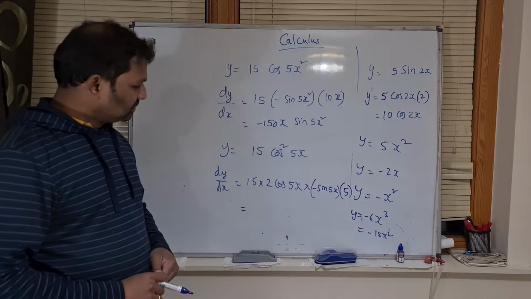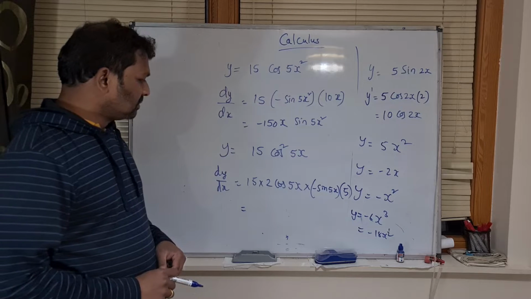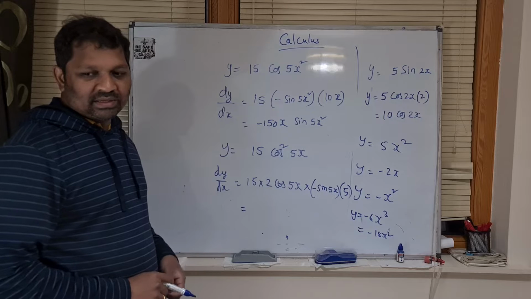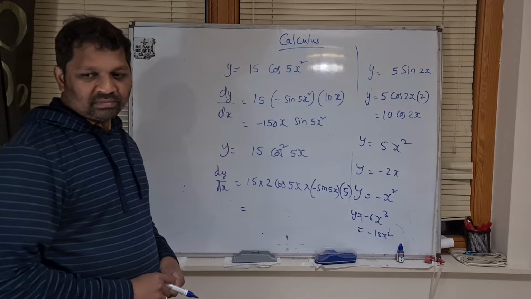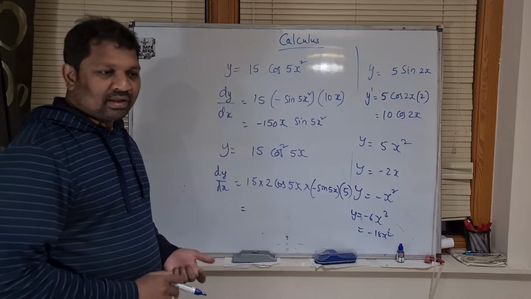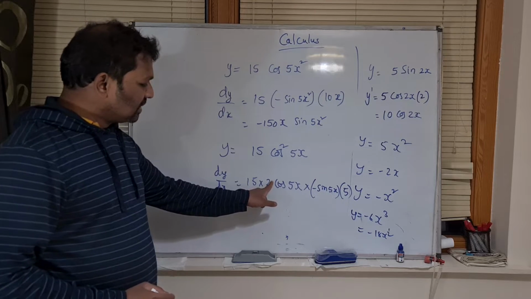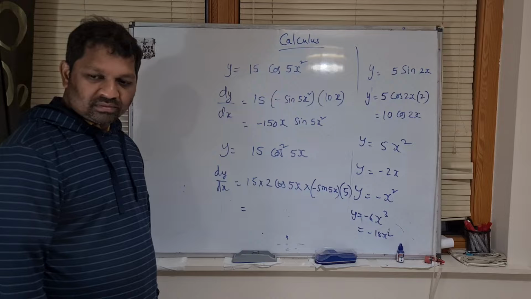Sorry, in 2 cos 5x, can 5 and 2 get multiplied? That's what I explained previously. Can you multiply them? 5 and 2, that is what I explained. It cannot be multiplied. Then is that the answer?